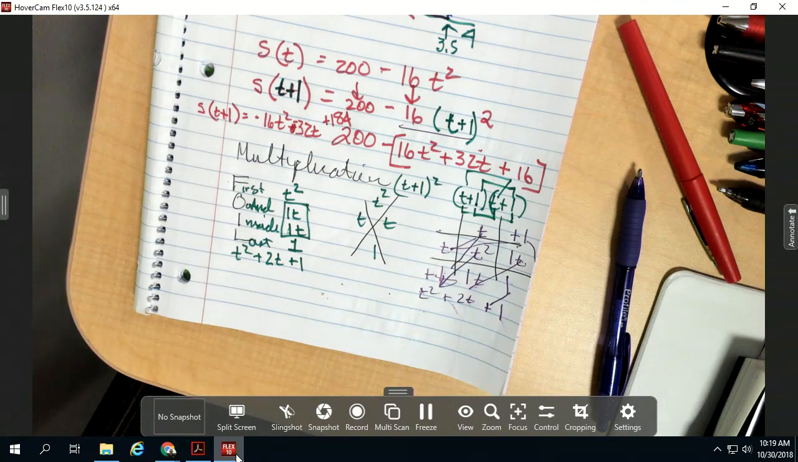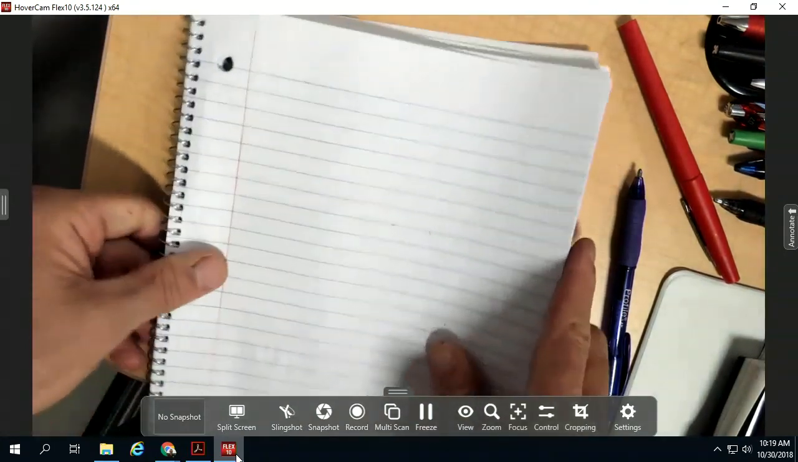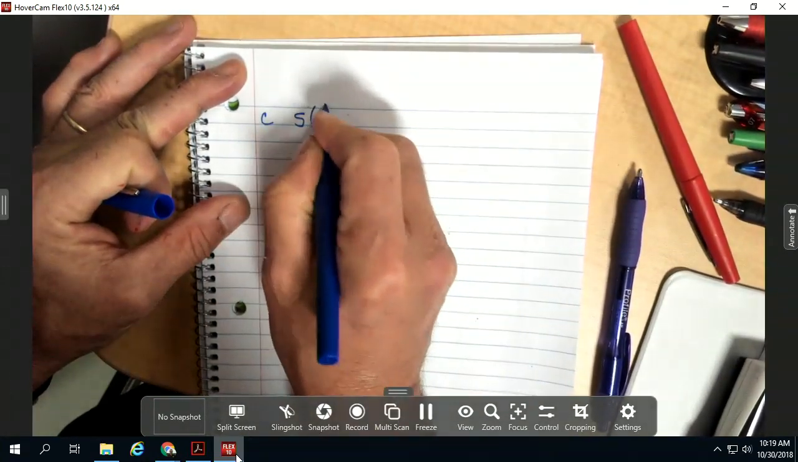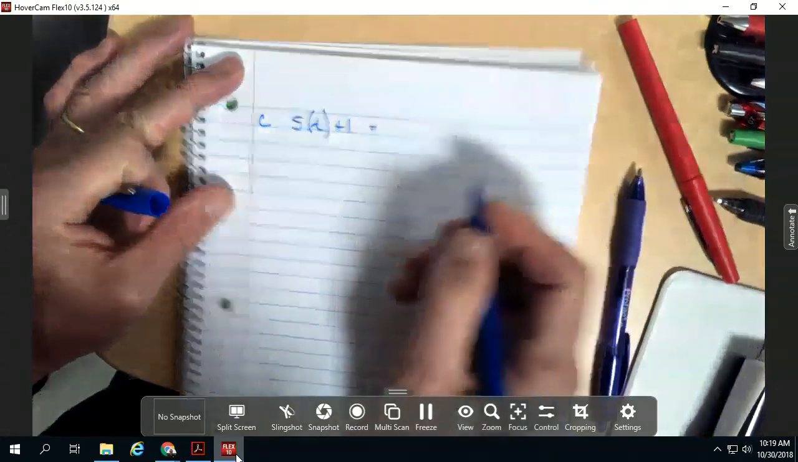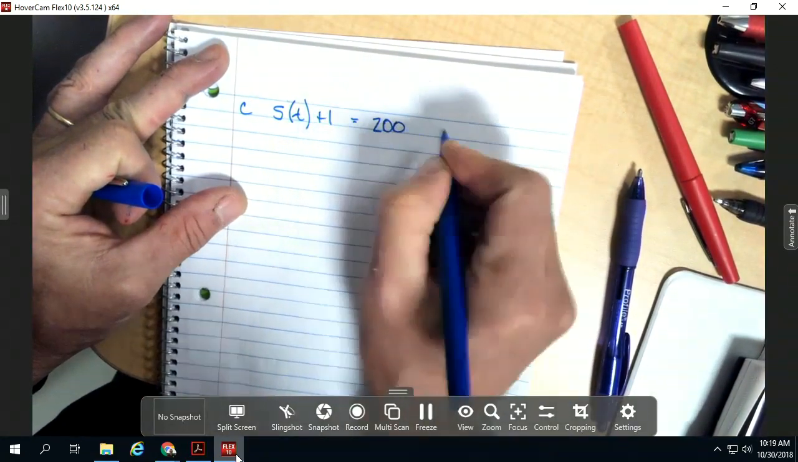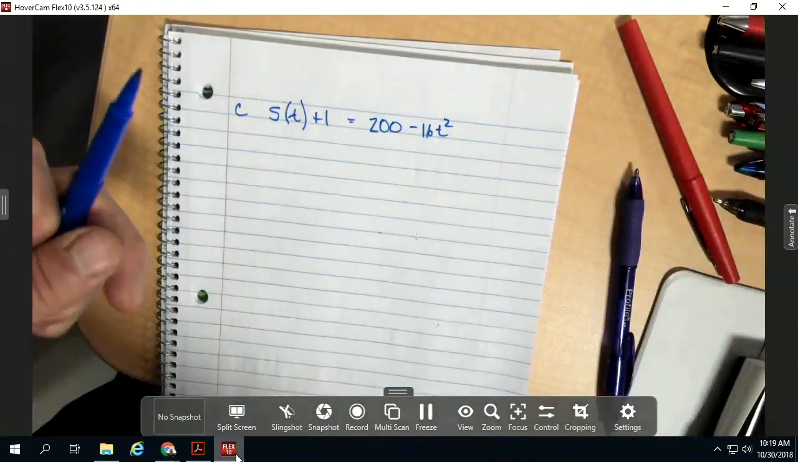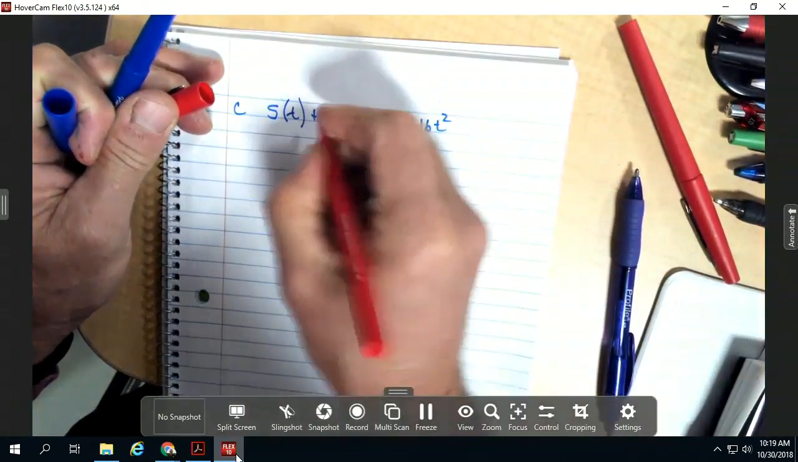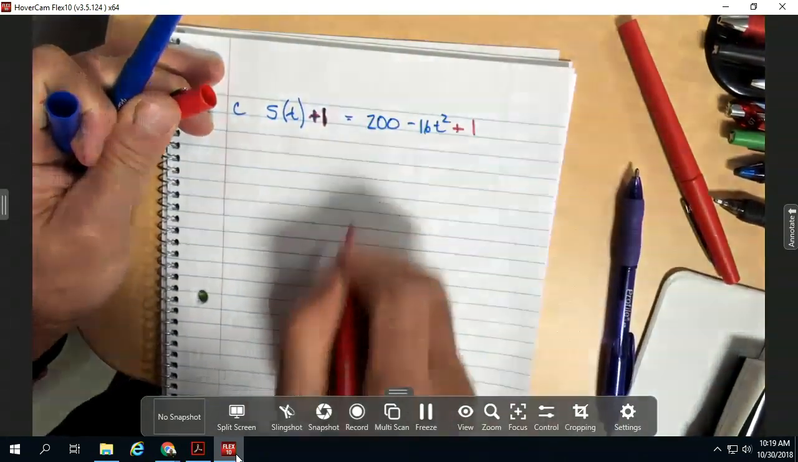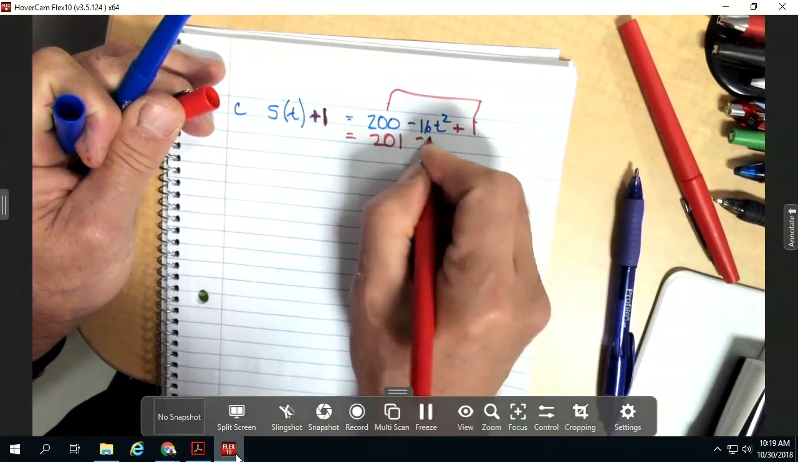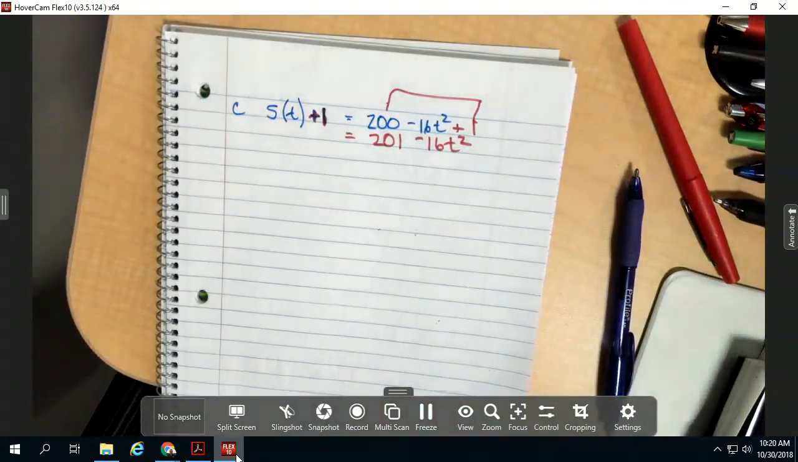Last one. Letter C, s of t plus 1. Well, we just take s of t, 200 minus 16t squared, and I should have written a different color here, and add 1, and so combine these two together, you get 201 minus 16t squared.